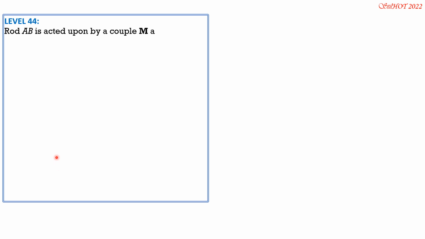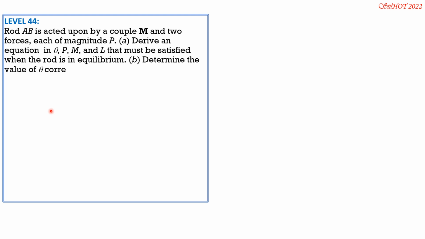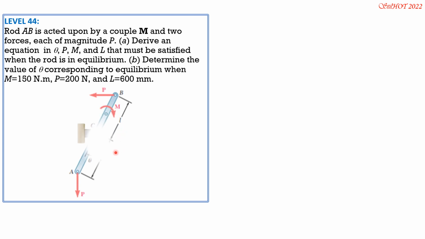Rod AB is acted upon by a couple M and two forces each of magnitude P. Derive an equation in theta, P, M, and L that must be satisfied when the rod is in equilibrium. Then determine the value of theta corresponding to equilibrium when moment is 150 Newton meter, P is 200 Newtons, and L is 600 mm. So here is the given figure. Let's put the reactions at C, although we will not name them. So this is L, because this is theta, so this is L cosine theta. And this distance is L sine theta.